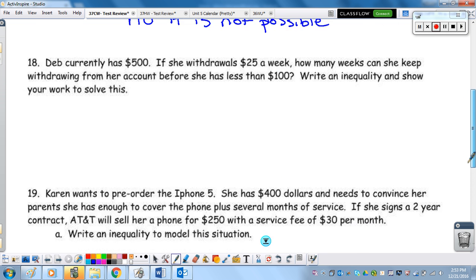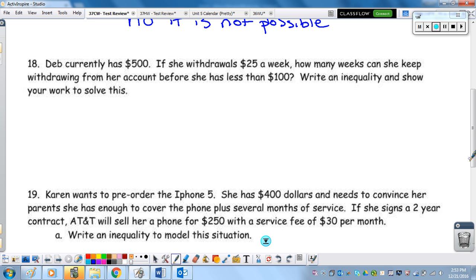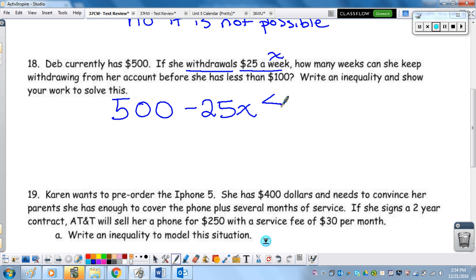Alright, moving on. So Deb currently has $500. She withdraws $25 a week. A week, that's X. It says how many weeks can she keep withdrawing from her account before she has less than $100. So we're going to write down 500 because that's what she starts with. If you withdraw, that means you subtract 25X is less than or equal to 100.